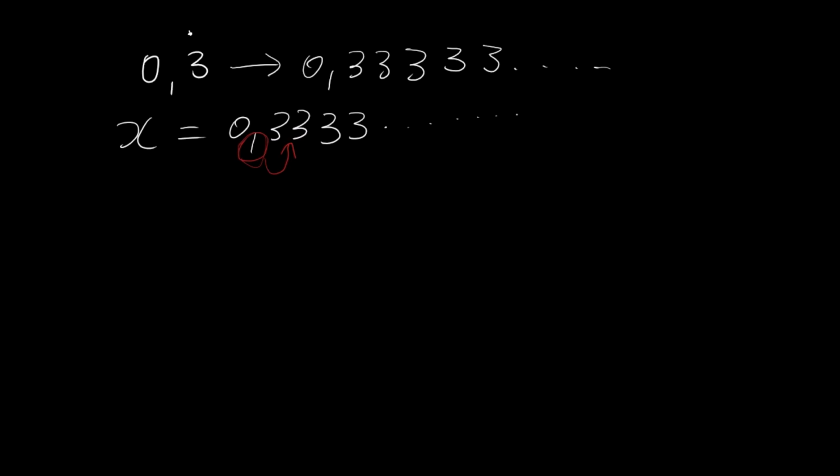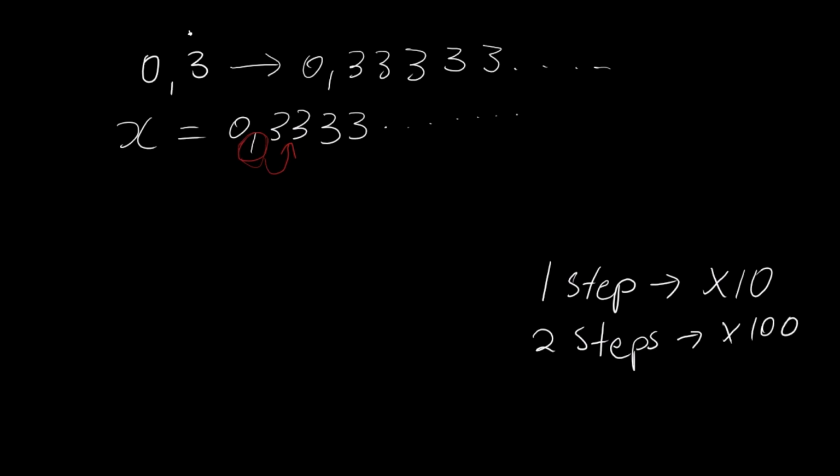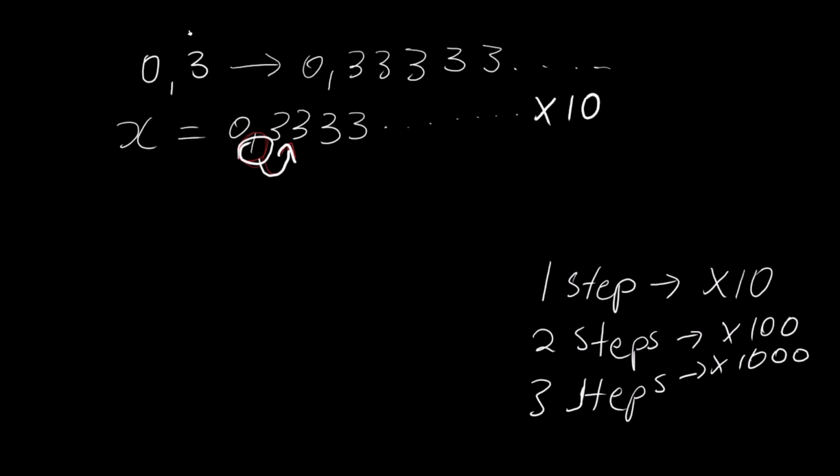Now before we shift this comma, take note that when we shift a comma with only one step, we multiply by 10. 2 steps, we multiply by 100. 3 steps, we multiply by 1000. Simply write this down and then I'll explain. Now going back to our question, this comma, we can see that it will shift only one step, so it means we're going to multiply this equation by 10. Now what is x multiplied by 10? It's 10x.